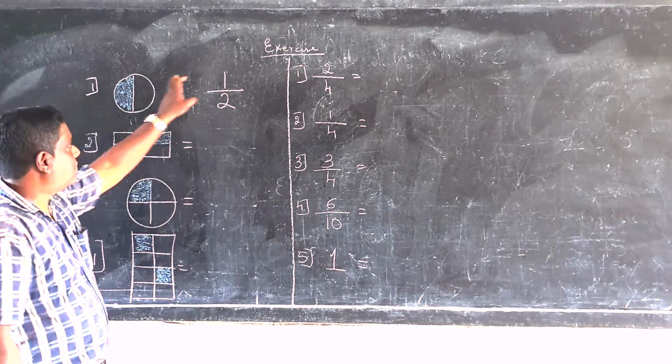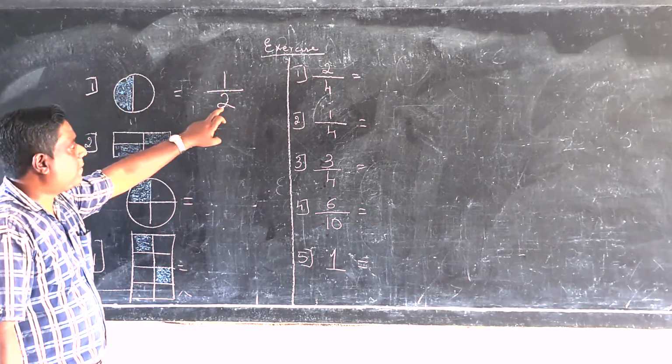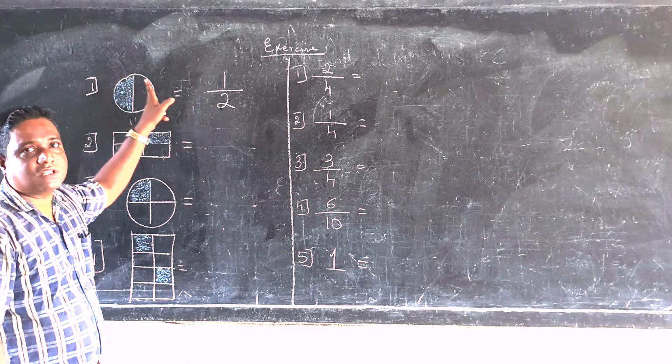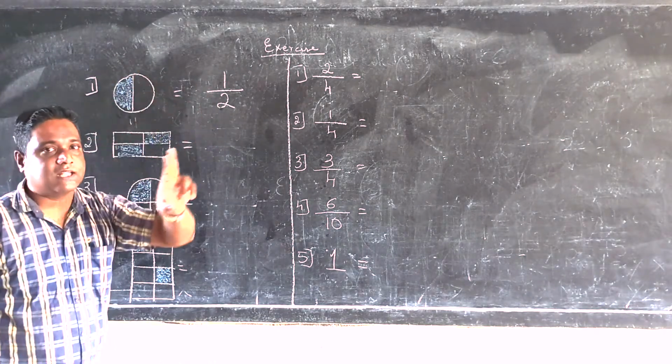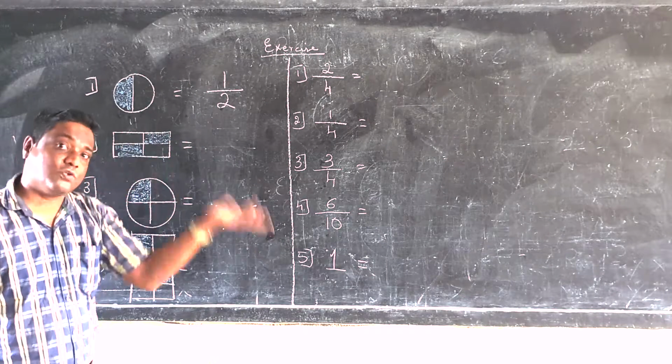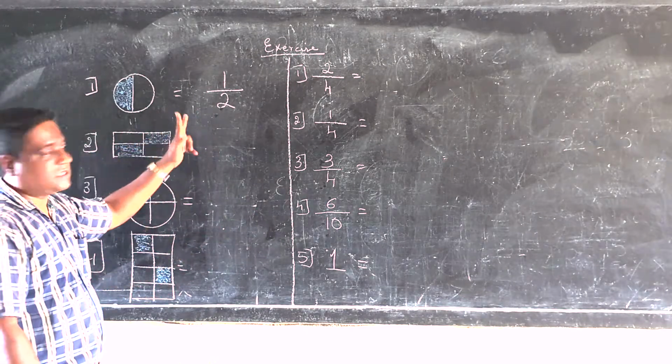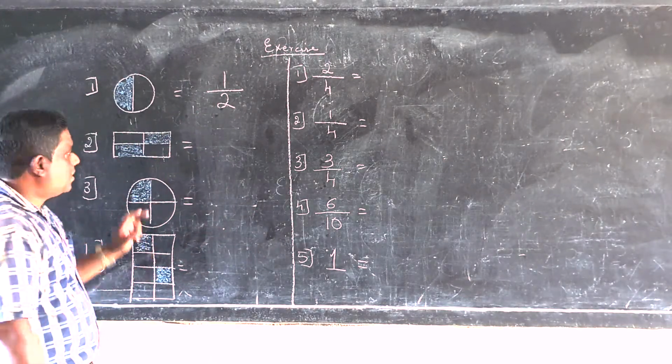1 represents whatever I have utilized. 2 represents parts of the circle. How many parts does the circle have? The circle has 2 parts, wherein 1 part is utilized. So 2 parts.